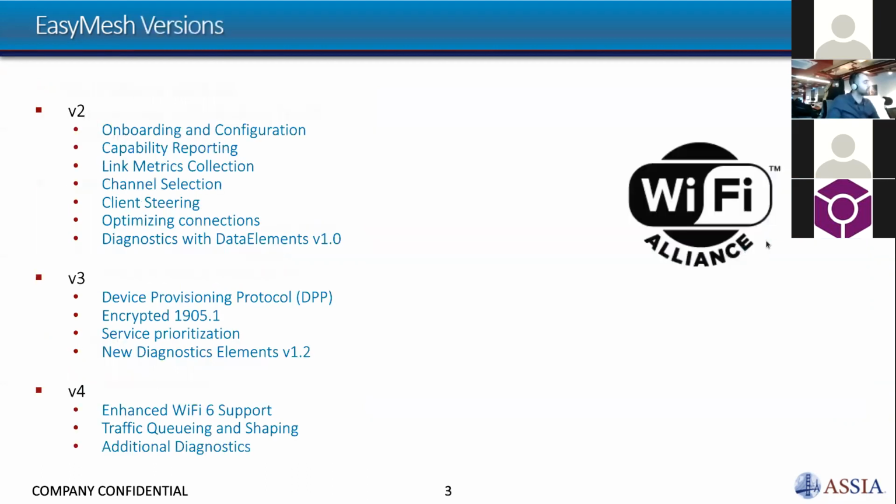In this next slide, I mention the features of the different versions. In version 2 we have basic capabilities like onboarding, configuration, link metrics collection, client steering, and data elements version 1. In version 3 we have DPP security and encryption features, and in version 4 we have advanced Wi-Fi 6 support, traffic queuing and shaping. These are the general features of the versions.